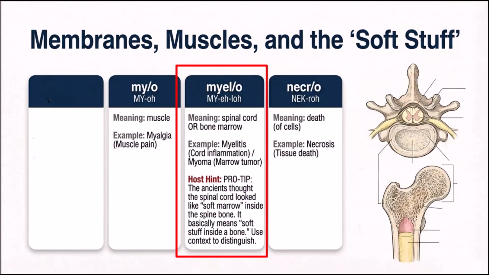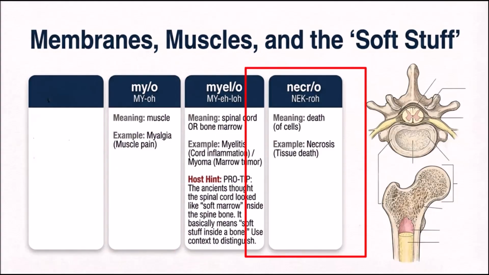Those seem totally different. It's a great example of how the language formed. The ancients saw a soft, jelly-like core inside the spinal cord, and a soft, jelly-like core inside other bones, the marrow. They looked similar. So they just gave them the same name. Myelo basically means soft stuff inside a bone. Pretty much. So a myeloma is a tumor of the bone marrow. The context of the whole word tells you which meaning to use. Fascinating. All right, moving to a darker one.